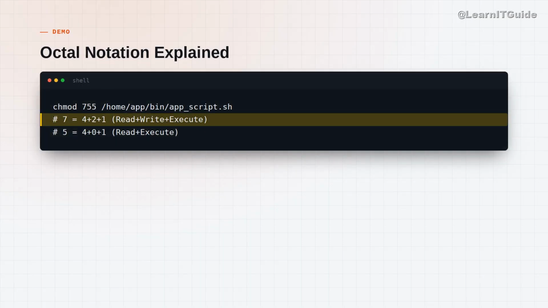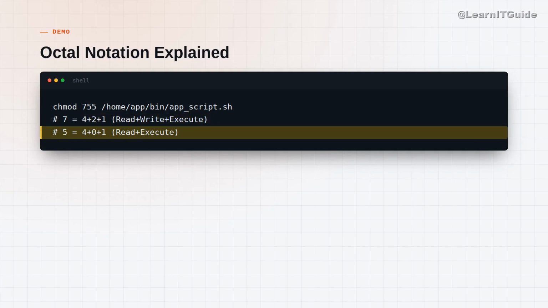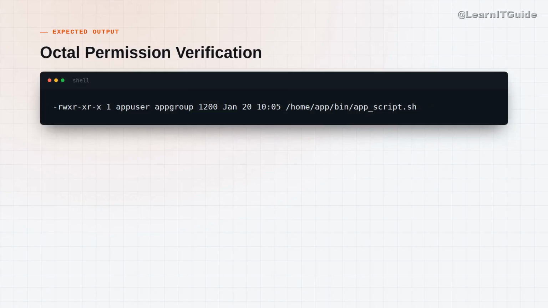What is octal notation? It is a math trick. 4 represents read, 2 represents write, and 1 represents execute. If you sum them, you get the permission value. So 7 is everything. 5 is read and execute. The resulting string confirms our octal choice. The owner has all rights. The group and others can only read and execute the script.